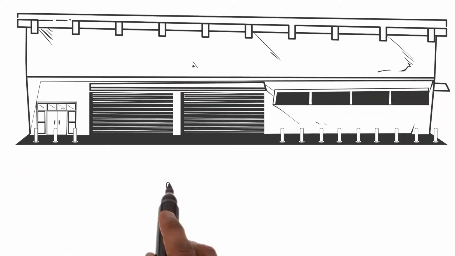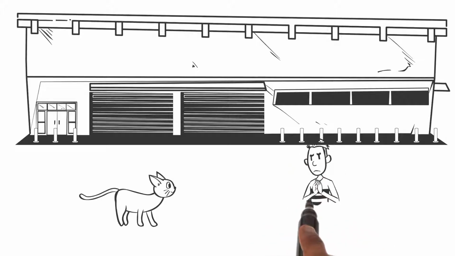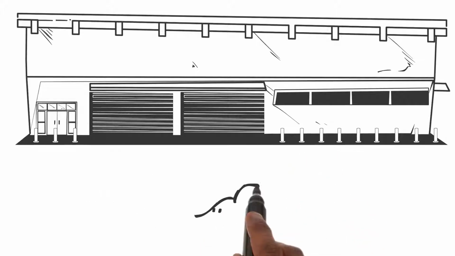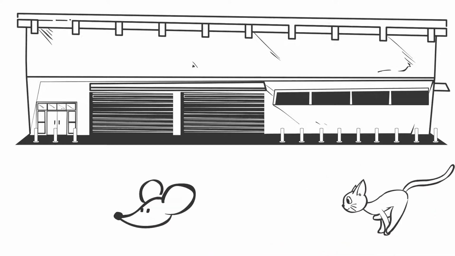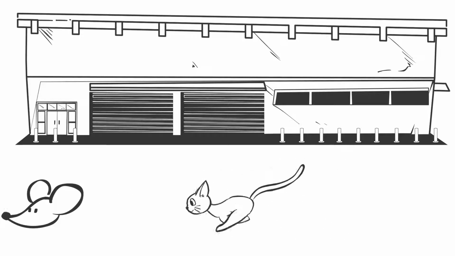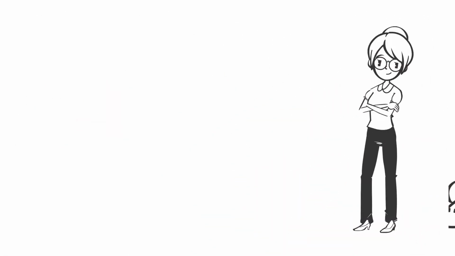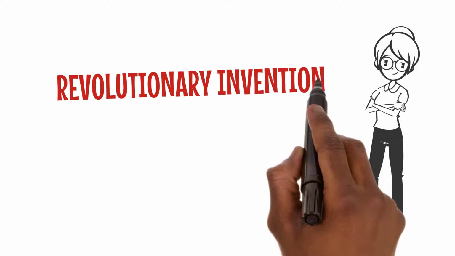In ancient Egypt, cats were highly revered and worshipped. They protected grain stores from rodents and were even considered sacred. Let us now consider one of the most revolutionary inventions in human history, the wheel.